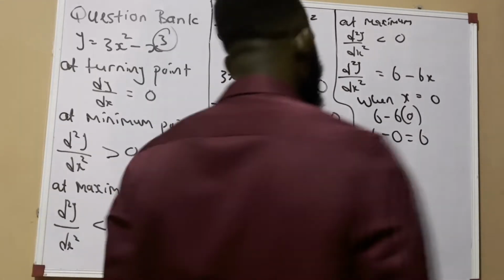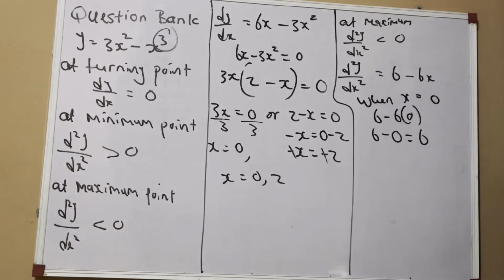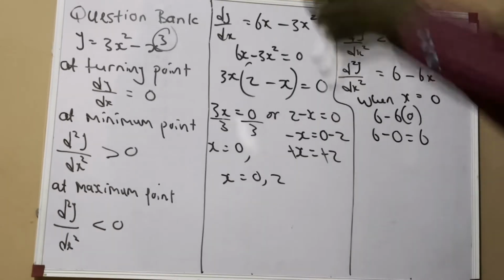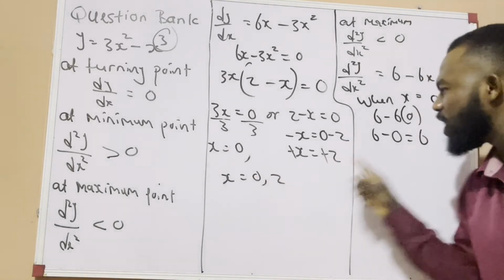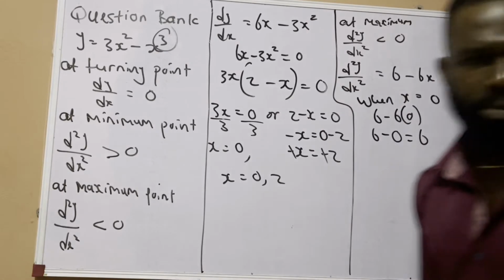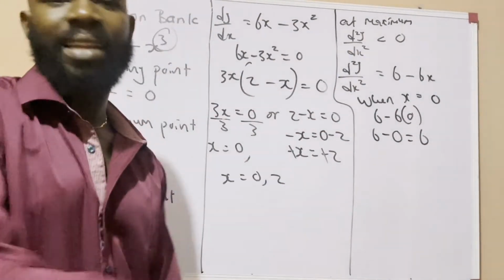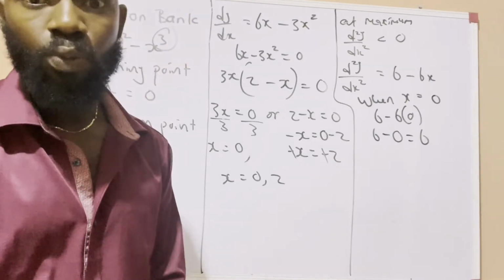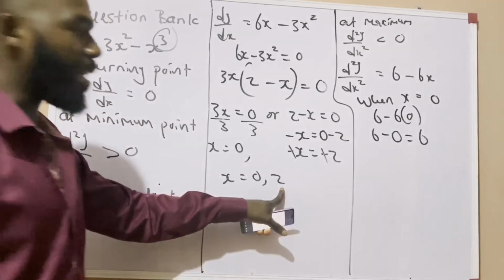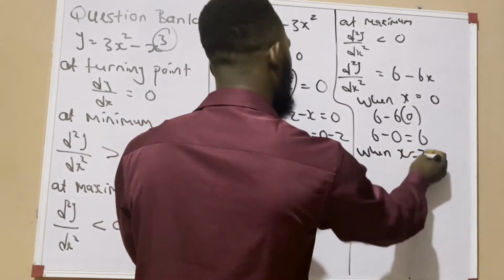Class, if you see the answer we got now, 6. 6 is not less than 0. 6 is greater than 0. So the value 0 did not give us an answer that is maximum, because the answer that is maximum is the answer that is less than 0. So what do we do? We come again to the next answer, which says when x is equal to 2.